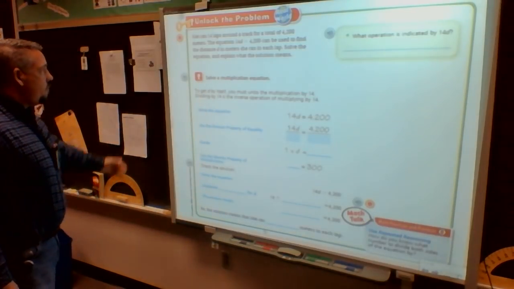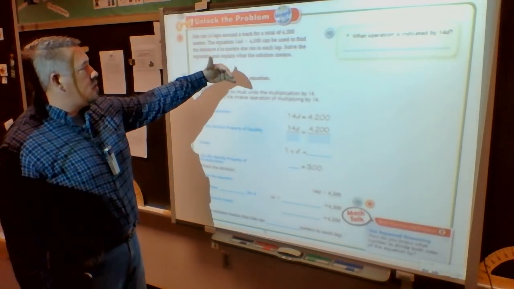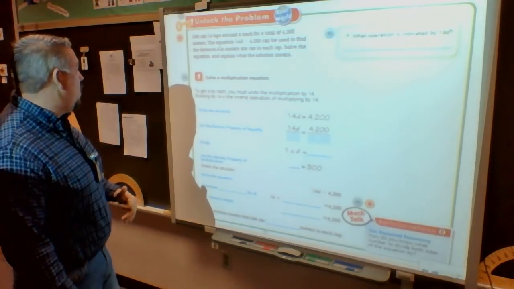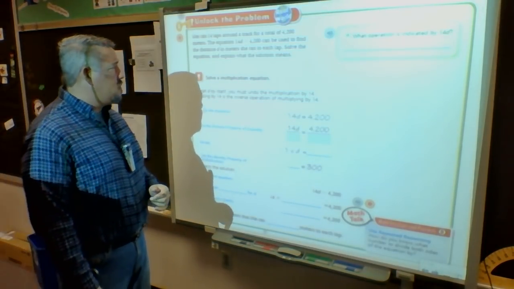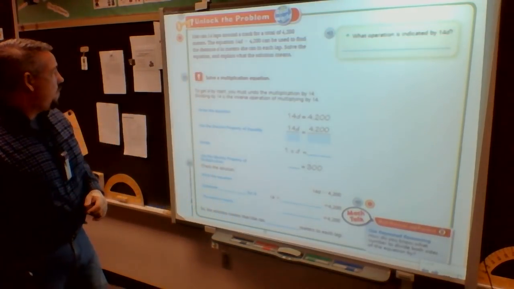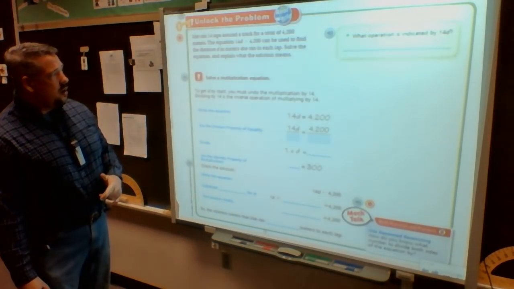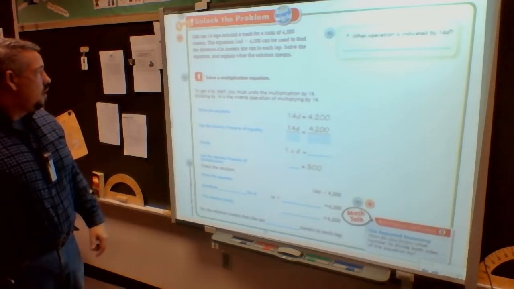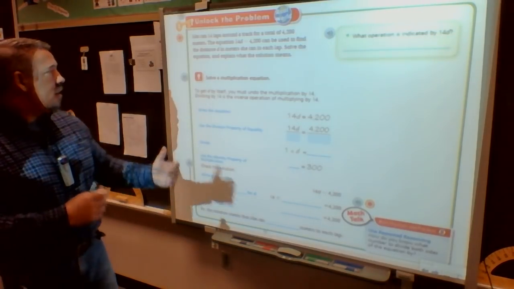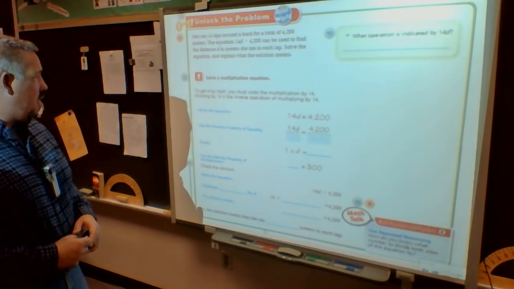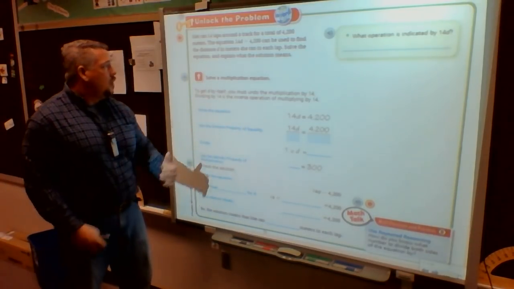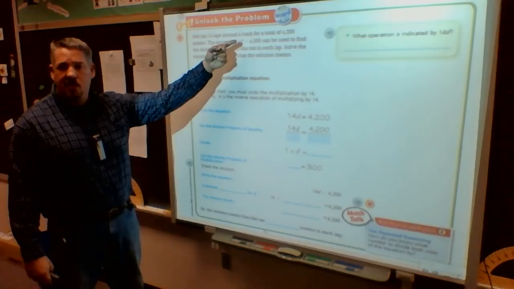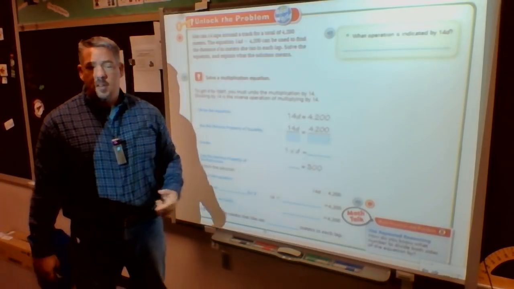Example. Mia ran 14 laps around a track for a total of 4,200 meters. She's insane. The equation 14D equals 4,200 can be used to find the distance D in meters that she ran in each lap. Solve the equation and explain what the solution means. So when I set it all up, first I have to know the equation. Well, the equation's given to me, 14D equals 4,200.